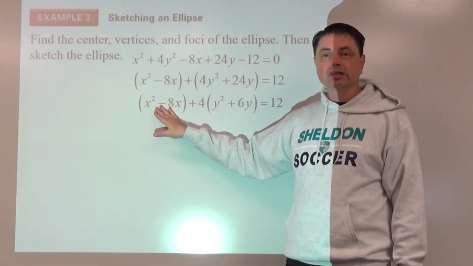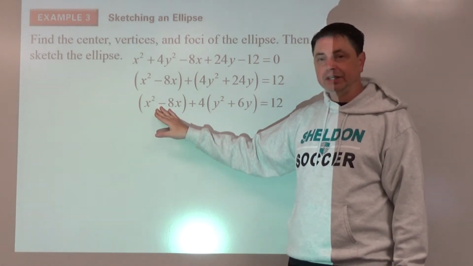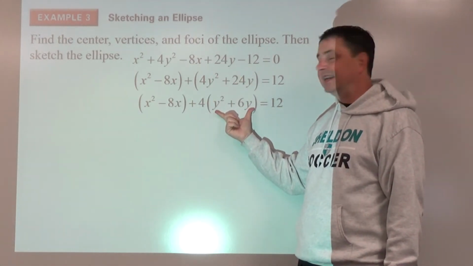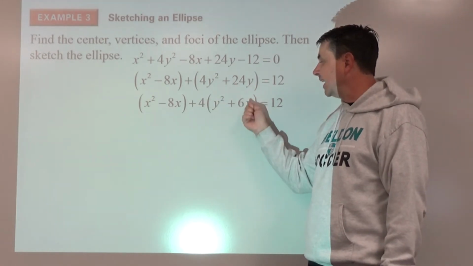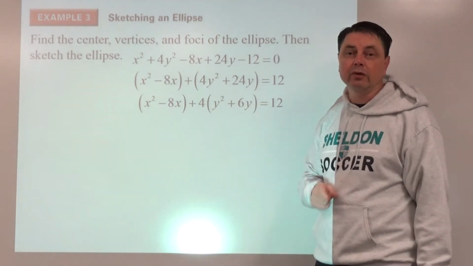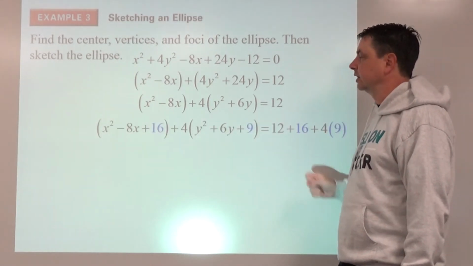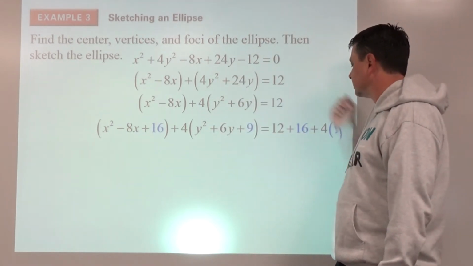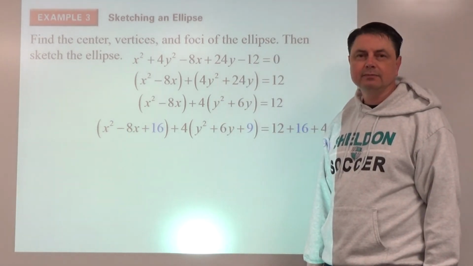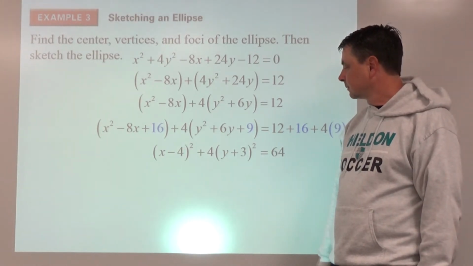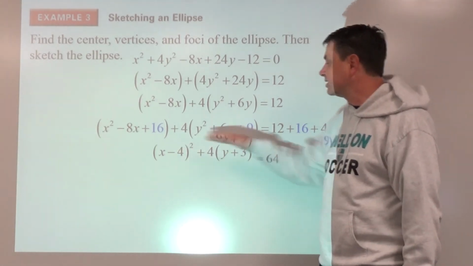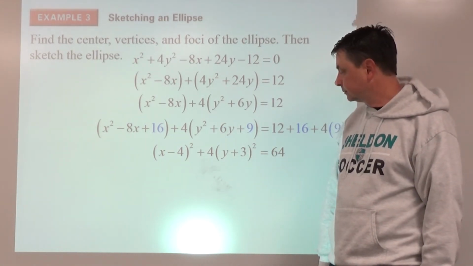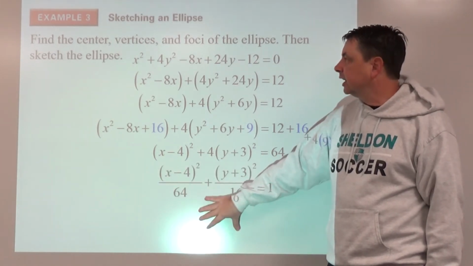Now, what are we going to add here to complete the square? 16. We'll also add 16 here to balance. What are we going to add here? 9. But there's distributive property, so by adding 9, we're really adding 4 times 9, or 36. We're going to add the 36 over here as well. Write this as a square. Write this as a square. Simplify or evaluate. And it does need to equal 1, so let's divide and then simplify or reduce. Divide everything by 64. So there's our standard form.